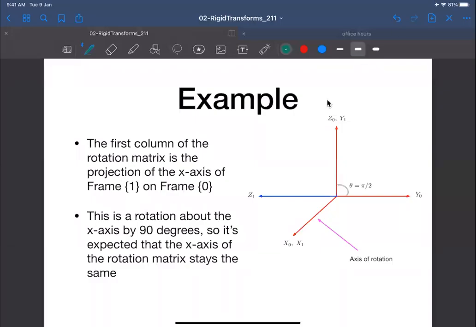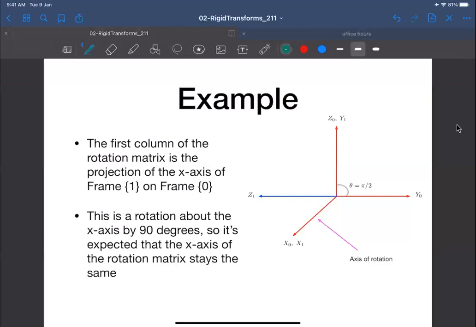So here is an example of deriving the rotation matrix from a problem specification. We have two frames, the red frame and the blue frame. The red frame is frame number 0 and the blue frame is frame number 1. We can go from the red frame to the blue frame by rotating about the x-axis by 90 degrees, or pi over 2.